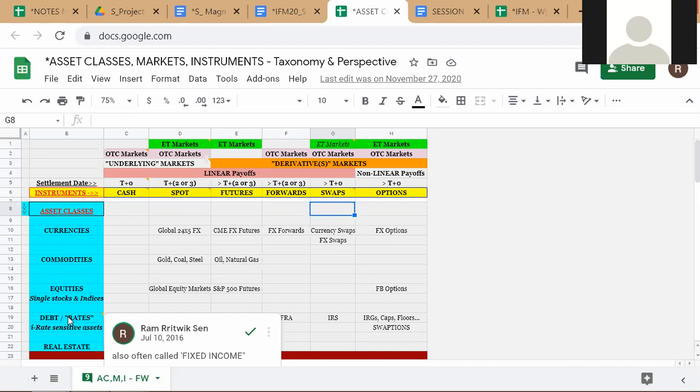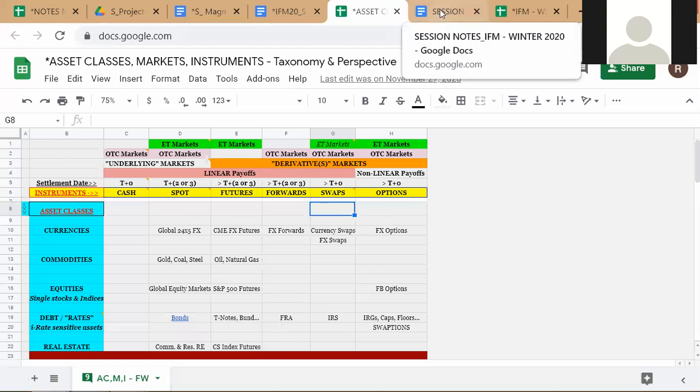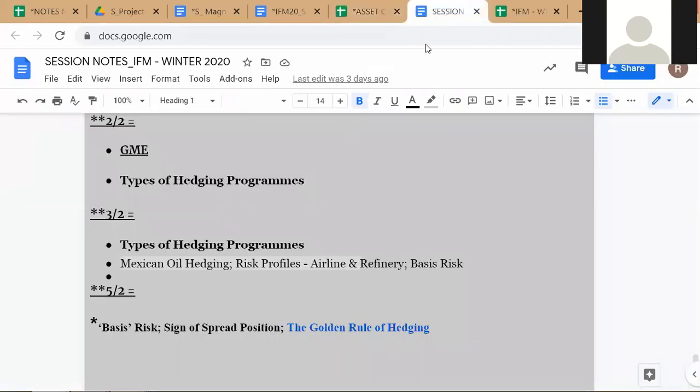Okay, so fixed income is the term that people use. If you follow the investment bank earnings releases, which you should, and get into the earnings calls, you'll see that they have a category called FICC, which I might have discussed with you. Have I discussed FICC with you?